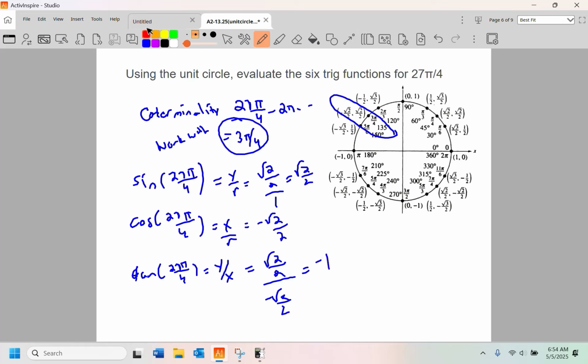Moving on to the cosecant, the reciprocal of sine. So I can just flip this. It's really up to you, or I can do 1 over root 2 over 2, which would be 1 times 2 over root 2, which is 2 over root 2. Multiply top and bottom by root 2, and I get 2 root 2 over 2, which is just a positive root 2. Next up is going to be secant.